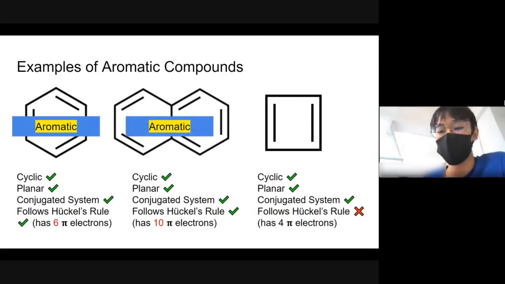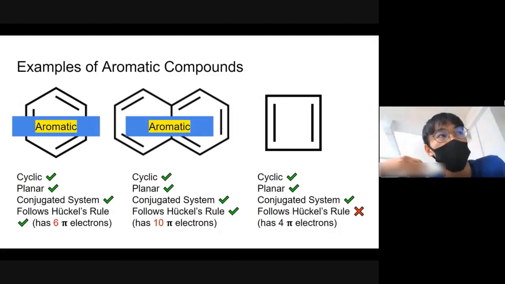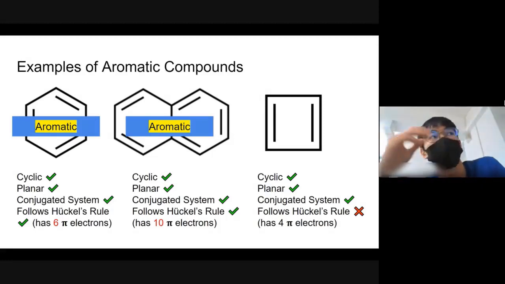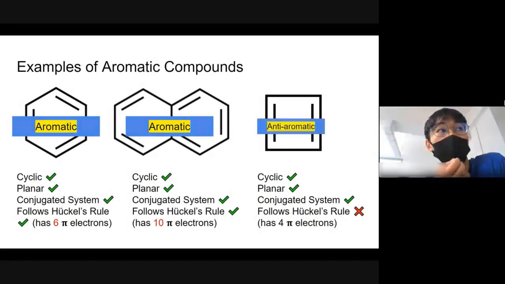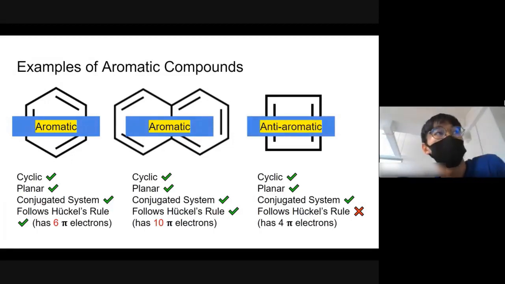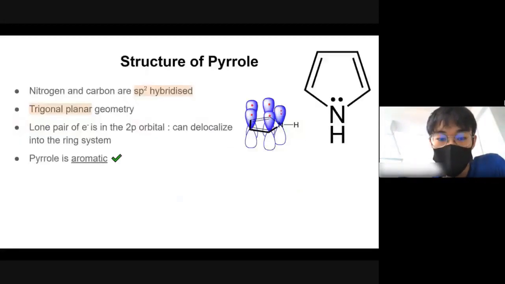And for the last example, we have cyclobutadiene. It's cyclic, it's planar, has a conjugated system, but it doesn't follow Hückel's rule. Because it doesn't fulfill the special conditions, it will lack this special stability. It only has 4 pi electrons, and this is what we call anti-aromatic. But I won't be going into that today.